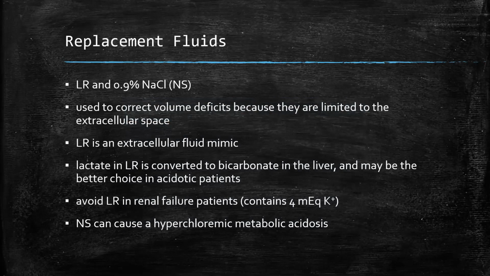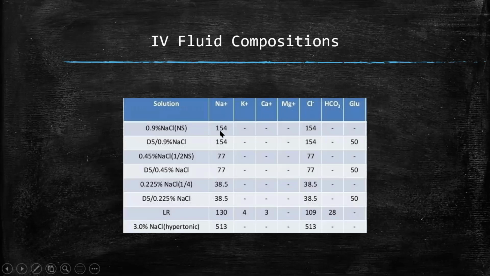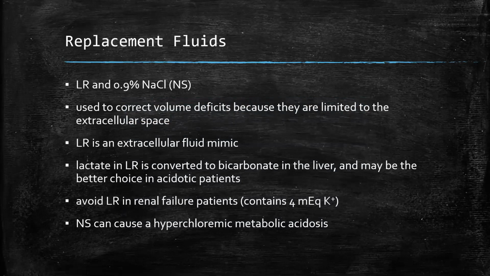All right, now we can think about fluids in sort of two ways: so-called replacement fluids, or maintenance fluids. So let's talk about replacement fluids first, and these are going to be isotonic fluids. These are going to be fluids that have roughly the same osmolality as serum, which is roughly around 300. So if you go back here and do some basic math, you'll end up with pretty close to 300. And the same with LR. So these are what we will call isotonic fluids.